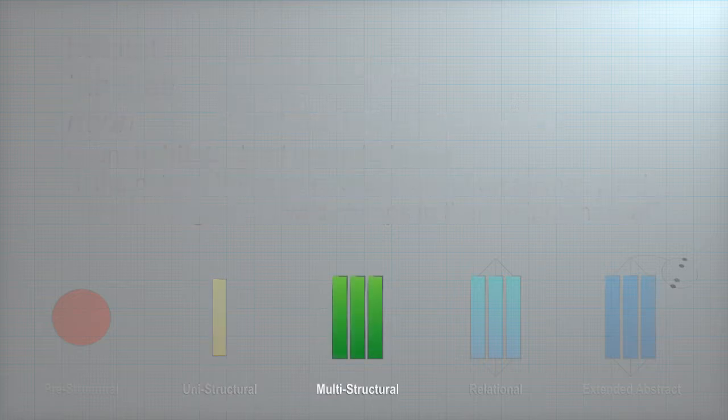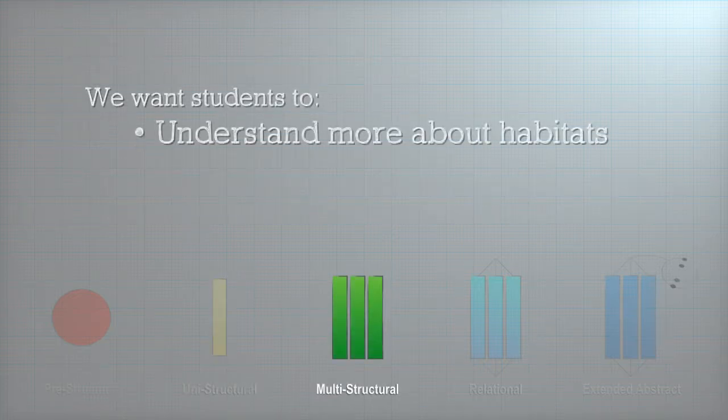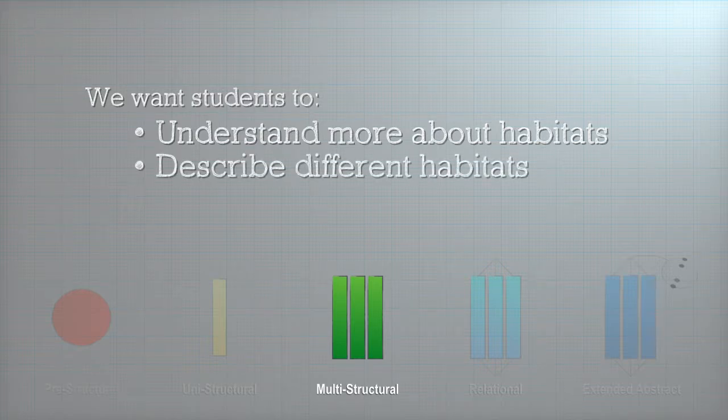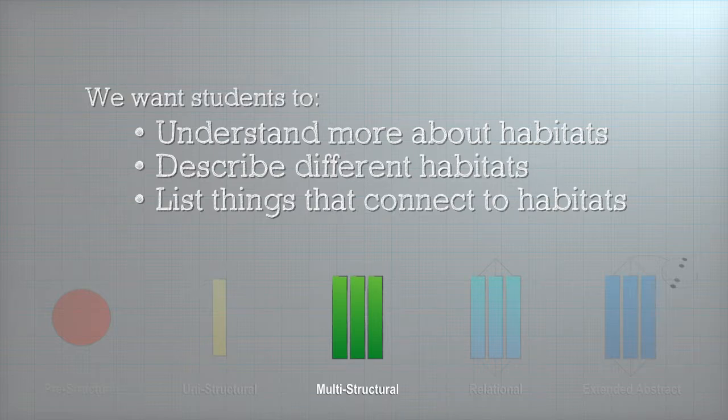Next, we move on to multistructural. We now want students to understand more about habitats. We want them to be able to describe different habitats and list things that connect to habitats. We show a short video about the topic, then give students some research material and a series of simple questions. They work on this in groups, and then we bring the whole class together for a discussion of the answers.